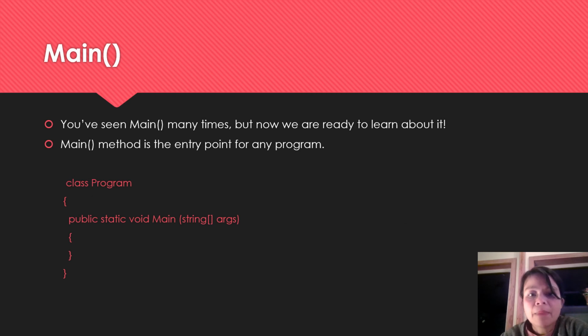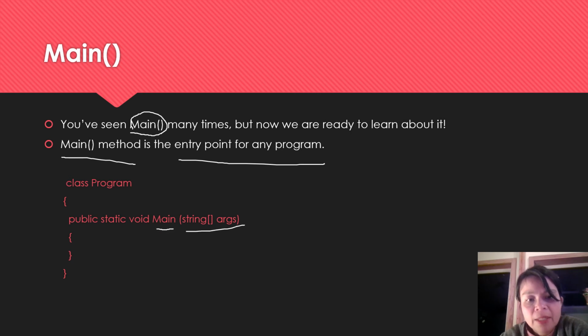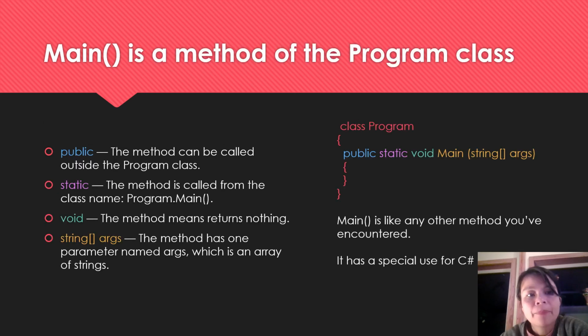So you've seen Main many times, right? Since the beginning, but now we're ready to learn about it. So the Main method is really the entry point for any program, okay? So that's why we have the Main method here. This is the entry point, all right? This is what I always tell you to paste the code into your Program.cs and then you get started here, right? So this is the entry point.